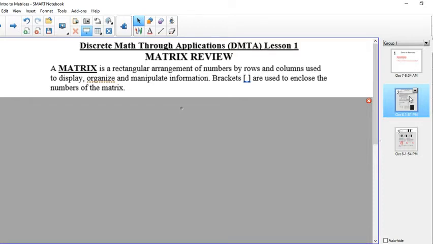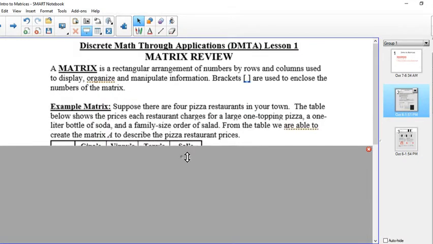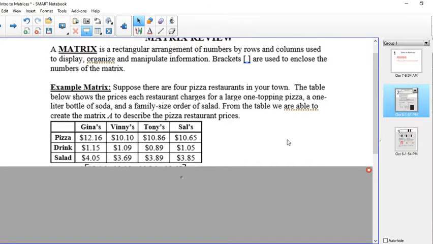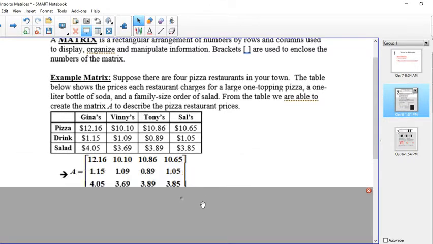So first of all, a matrix is a rectangular arrangement of numbers by rows and columns used to display information. Use brackets to enclose them, but you'll notice that you don't see any commas separating the numbers. So here is a table for four different pizza restaurants in a town. Their pizza, drink, and salad prices for each one. You can use the table to make a matrix, which looks like this.